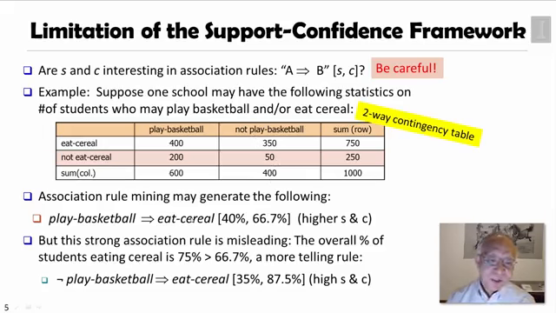So if you recommend these two rules to the cereal company, they will get confused. They say, oh, the first rule says I'd better give them free basketballs, because if they play basketball, they eat cereal. The second rule says I'd better take their basketballs away, because if they do not play basketball, they actually eat cereal even more. Which one is right? Let's examine it.